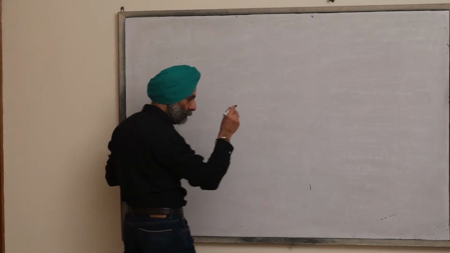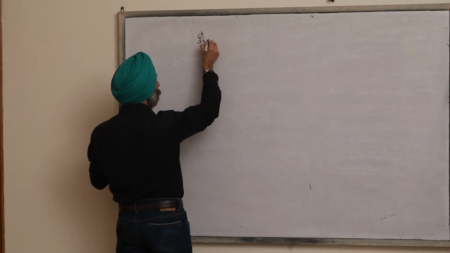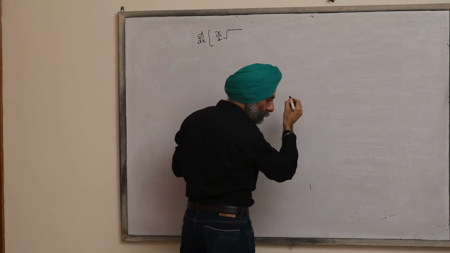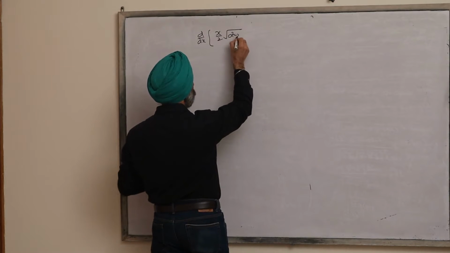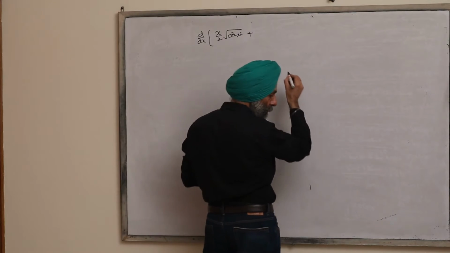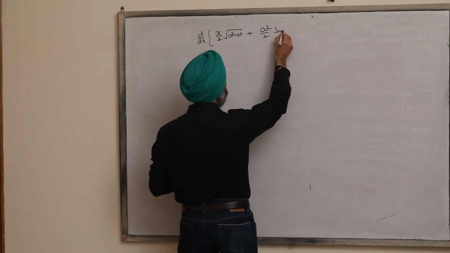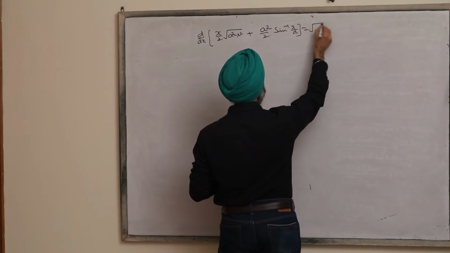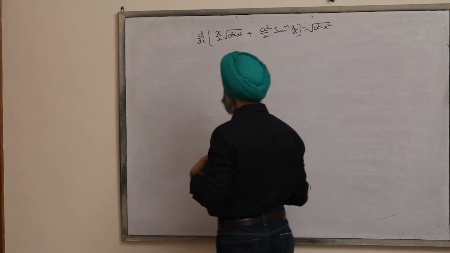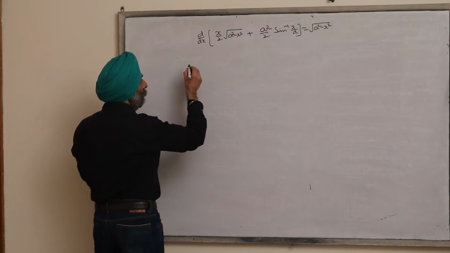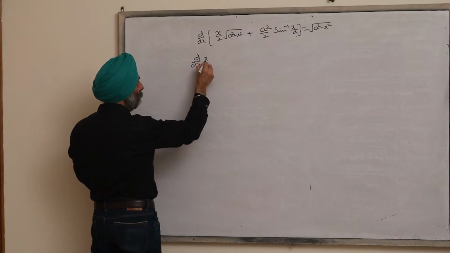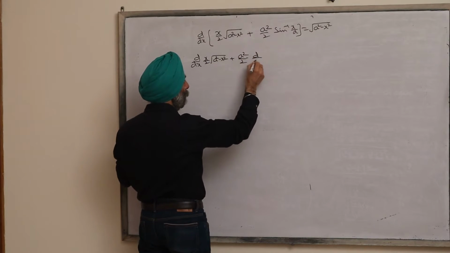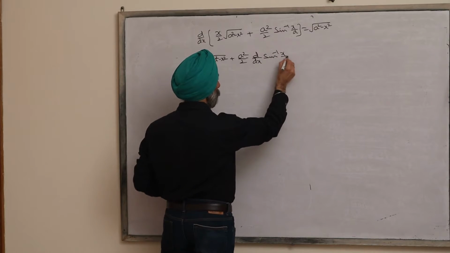Now next is to prove that d over dx of x over 2 into under root of a square minus x square plus a square by 2 into sine inverse of x upon a is equal to under root of a square minus x square. So it is d over dx of x over 2 into under root of a square minus x square plus a square by 2 into d over dx of sine inverse of x over a.